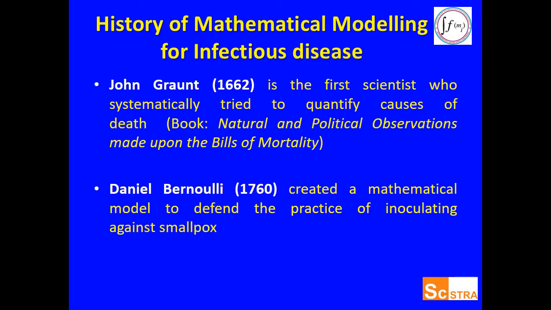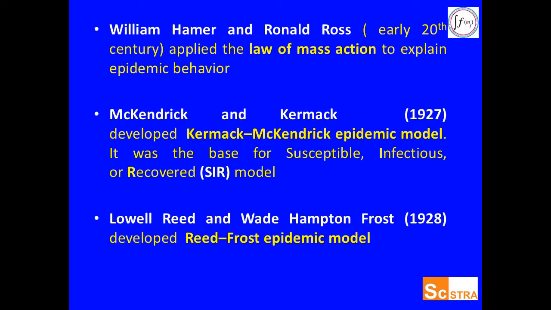Let's look at the history of mathematical modeling for infectious disease. It started in 1662 as recorded. John Graunt, he is the first one who used mathematical modeling. After that, Daniel Bernoulli and other mathematicians have used them. Among them, in 1927, Kermack and McKendrick, their finding is very important.